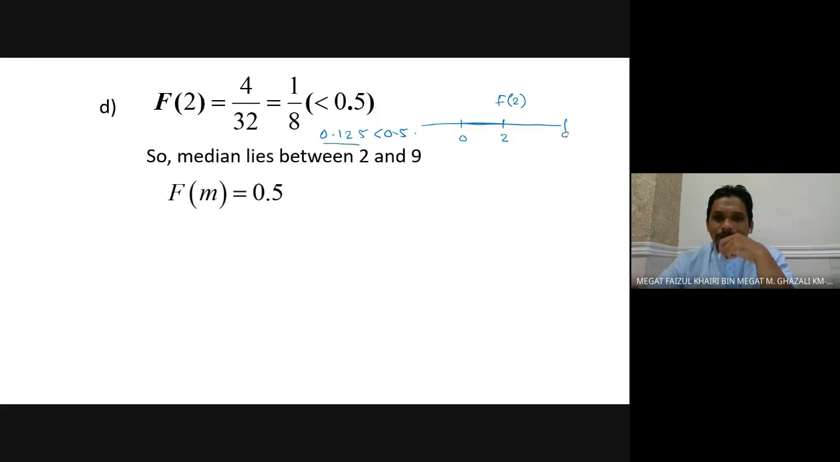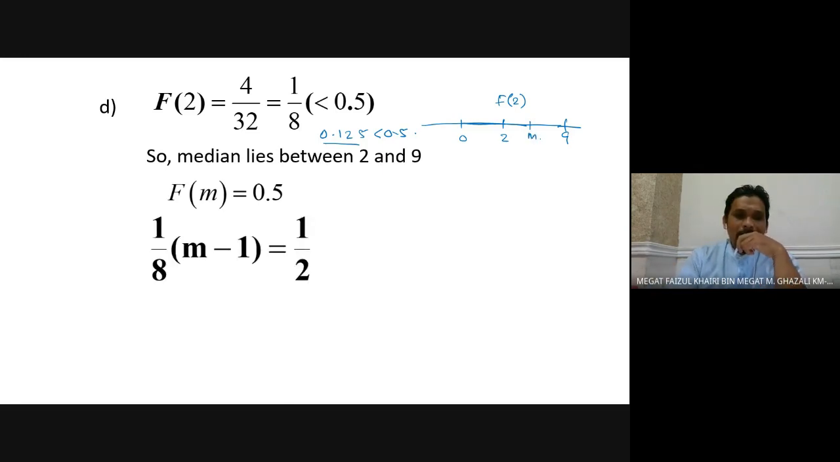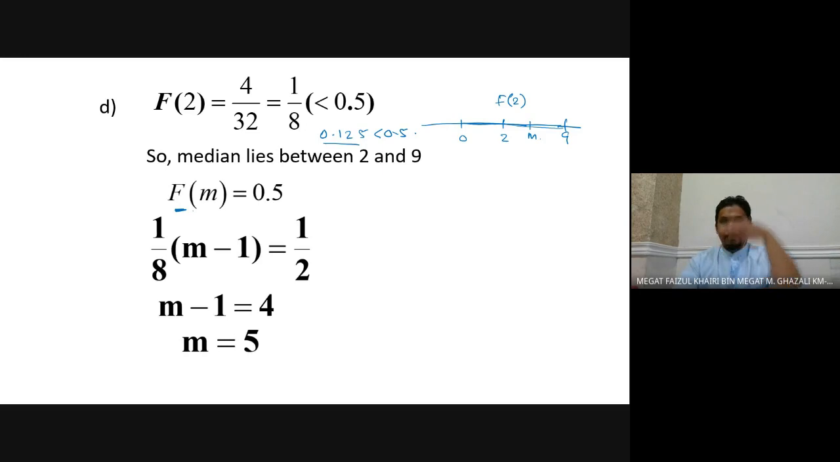So then, the median lies in between 2 until 9, somewhere around here. Okay, so we need to find the value of m, and then the accumulate of f at m is 0.5 from 2 until m. Here m lies in between 2 until 9, so we use 1 over 8 times (m minus 1) equal to 1 over 2, then m equal to 5.